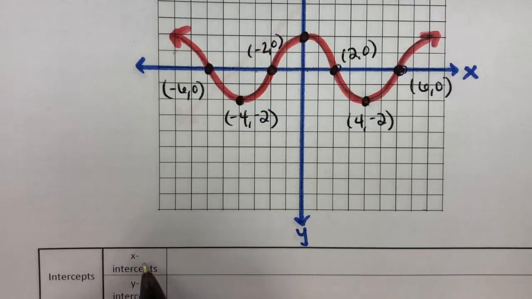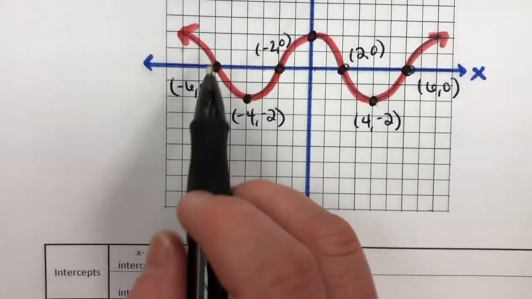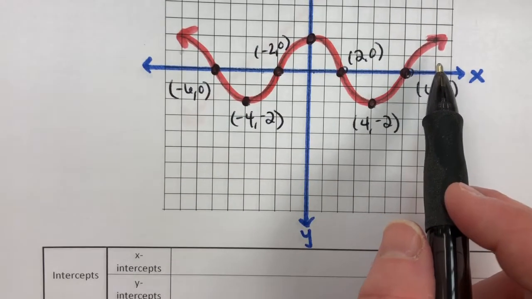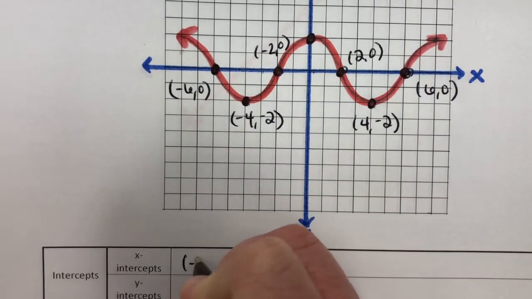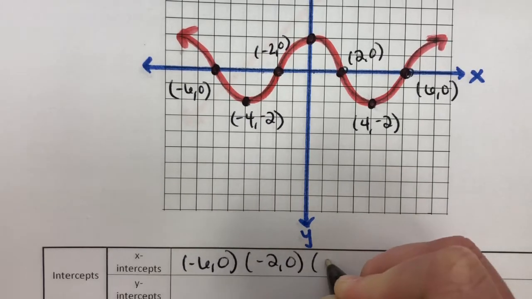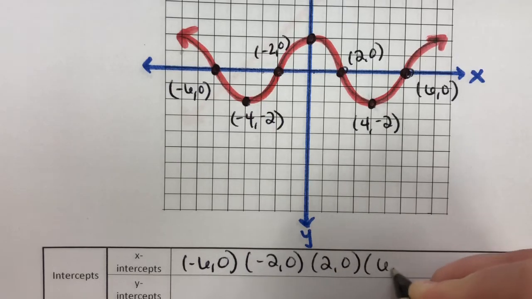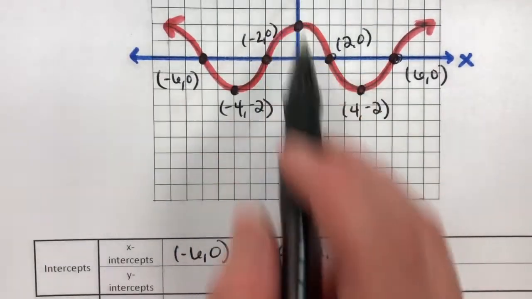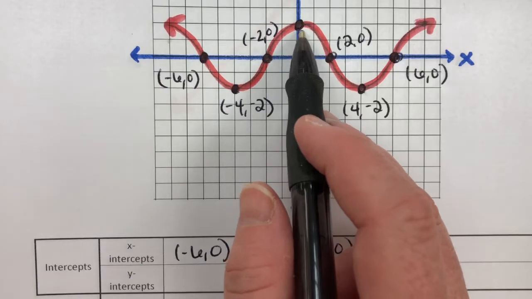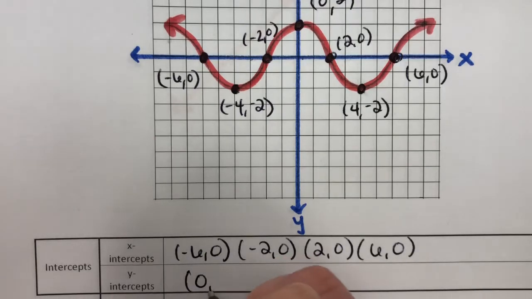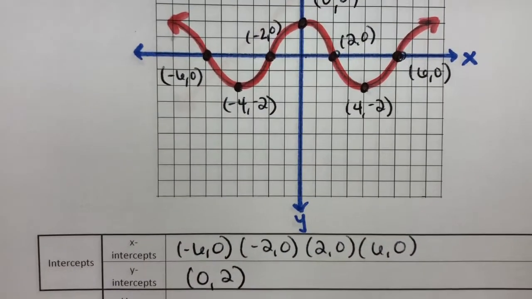First off, what are my intercepts? What are my x-intercepts? What are my y-intercepts? I can put them down in here. So my x-intercepts: my graph crosses the x-axis 4 times. So that is (-6, 0), (-2, 0), (2, 0), and (6, 0). Those are my x-intercepts. What about my y-intercepts? I only cross the y-axis 1 time, and that's this point right here. That point was over 0, up 2: (0, 2). There's my y-intercept.